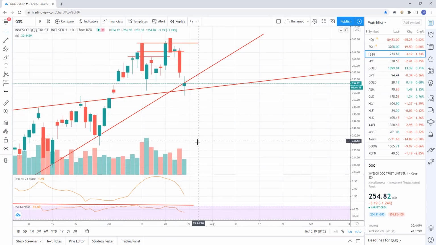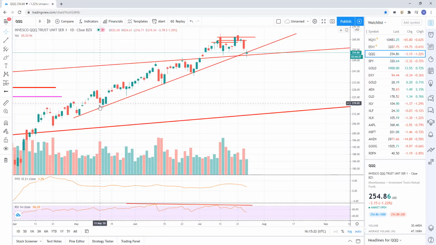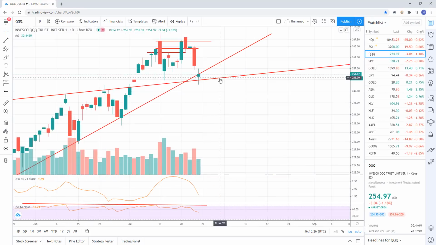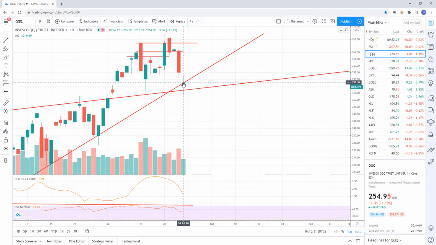Let's flip to the daily. Daily, we've got a little bit more going on. So here is your support line on the daily that QQQ has been in. And you can see we've started to break down. We came down and tagged that support line.